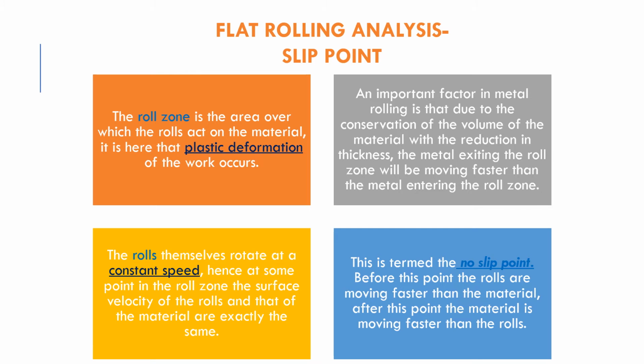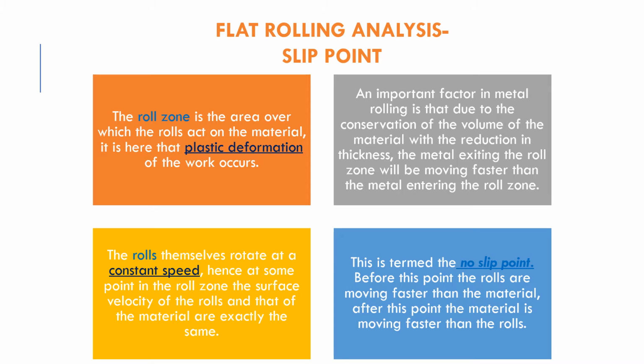So here are some facts that you have to know about flat rolling. The area where the plastic deformation of the work material happens is called the roll zone. In this area, the material will deform into the shape that we want.